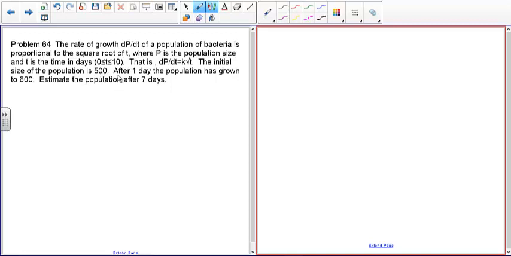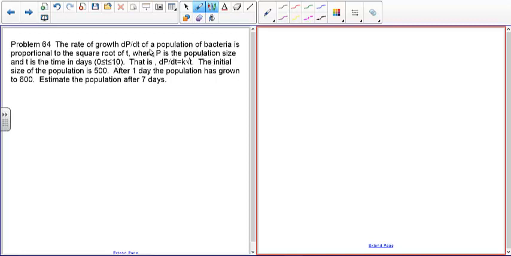Then we're going to use this additional piece of information to figure out what k is. And then once we have the arbitrary constant and the constant k, we can have the finished equation, and then we can evaluate that equation at any value of x, or any value of t between 0 and 10.